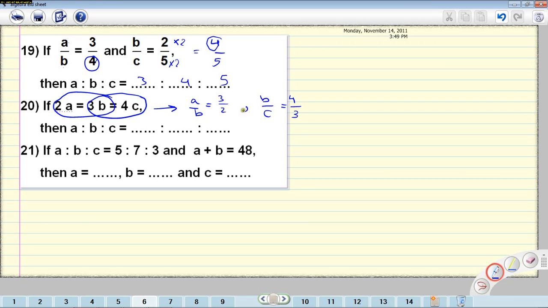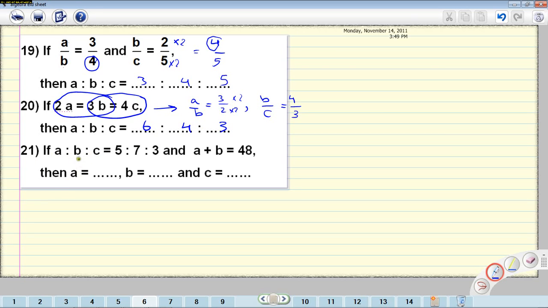Again, we have two answers for b. So I'm going to multiply this by 2, multiply this by 2. So a is 6, b is 4, and c is 3. For sure, 6m, 4m, and 3m, and we simplify m, so it's 6 to 4 to 3.